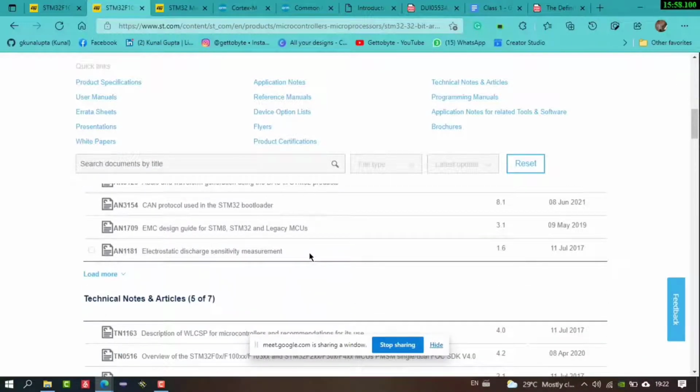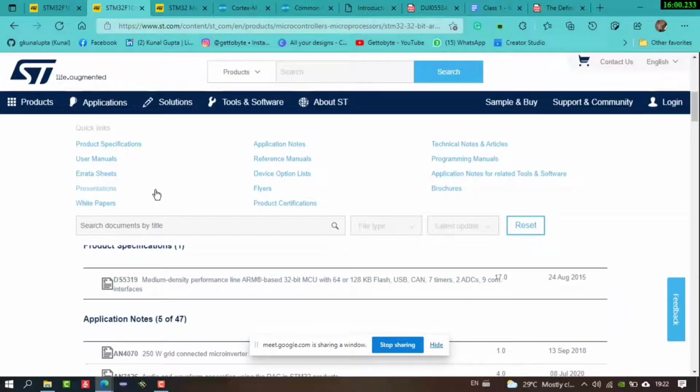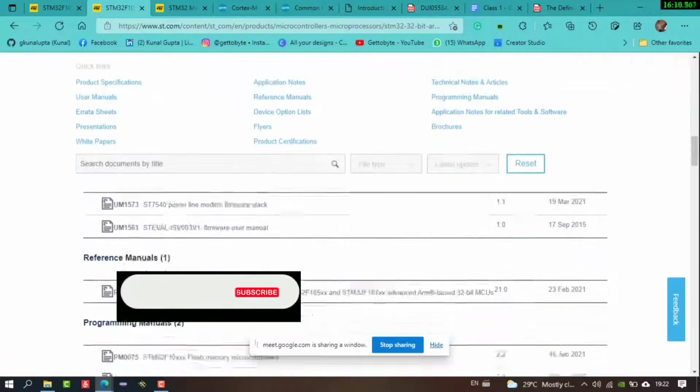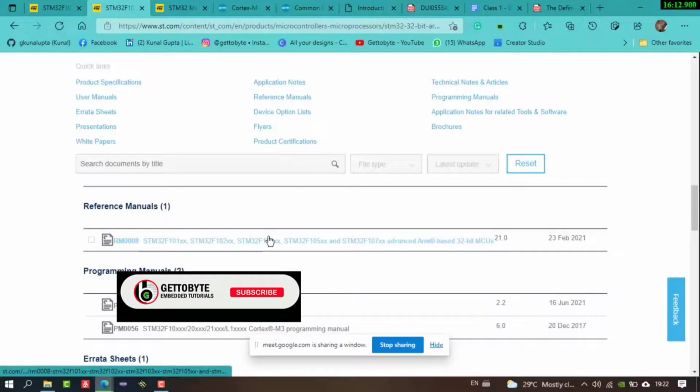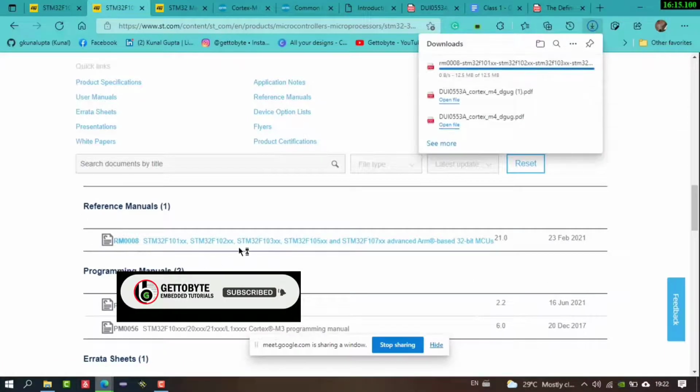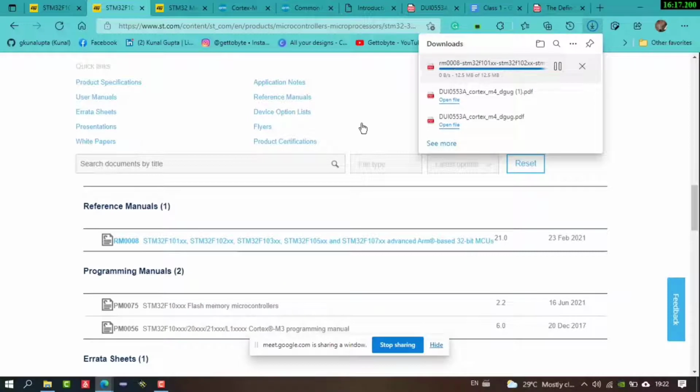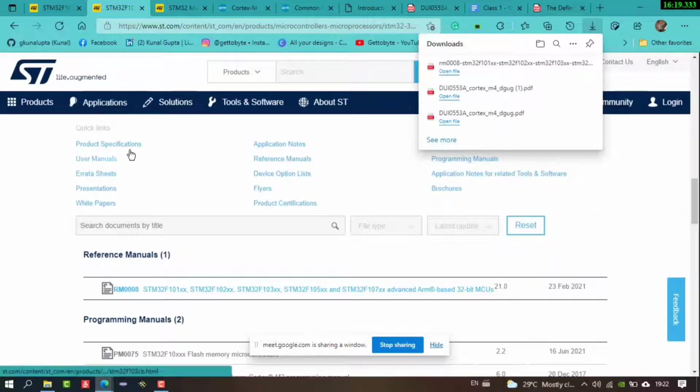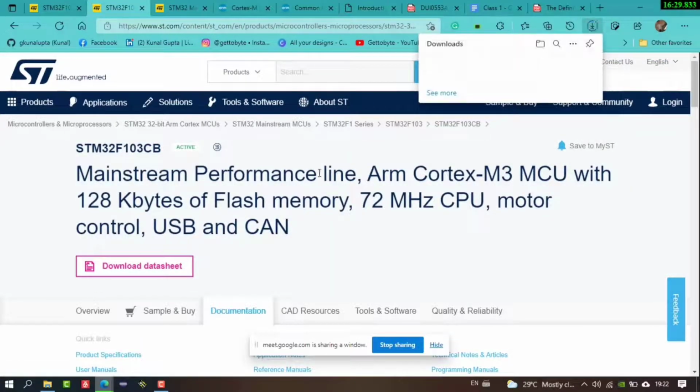Okay, so to start with, under the quick links you can see there are many things over here. You can directly click on these and get the specified document. User manual: the STM32 F103 reference manual, this is the reference manual RM0008. And one more, download data sheet. This one is the data brief.